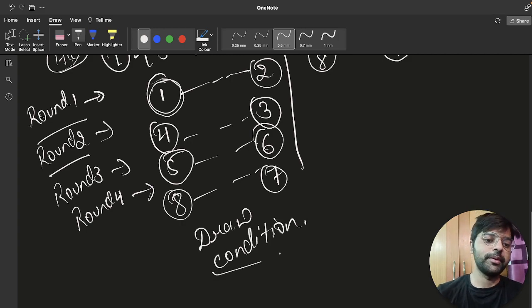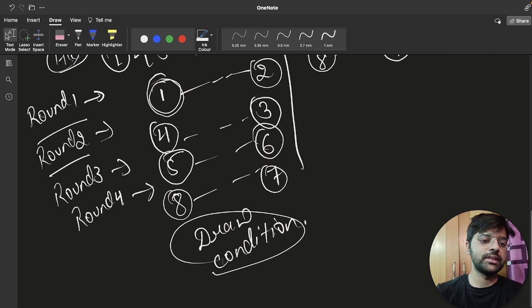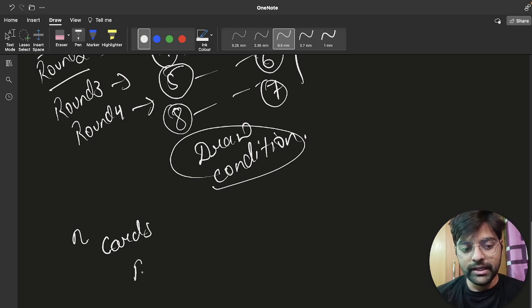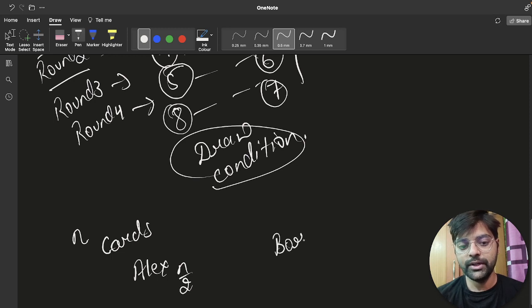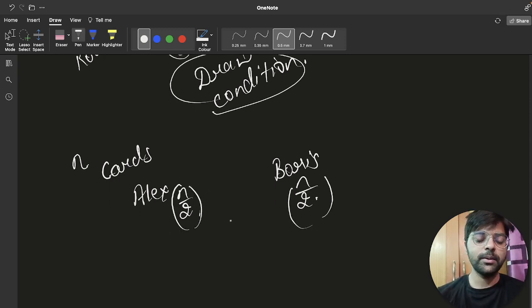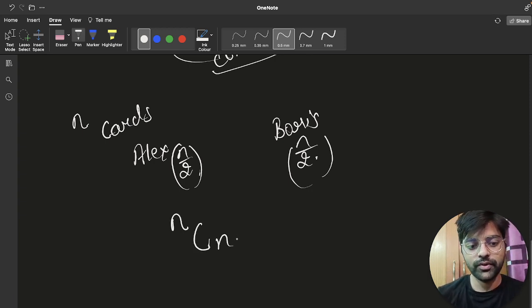So this was the problem given. Now what you will have to tell? You can distribute the total number of cards. Let's say you have n cards. Alex will get n by 2 cards, and Boris will get n by 2 cards, right? Then what is the number of possible ways to distribute such cards? Total number of ways, n choose n by 2, right?